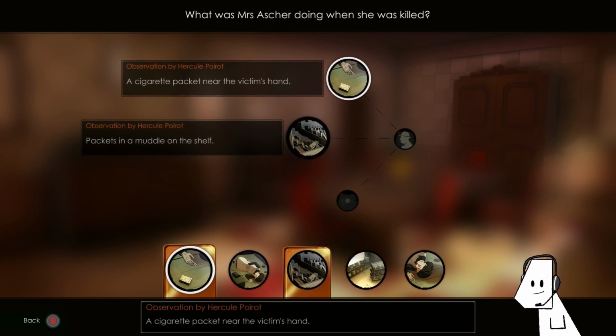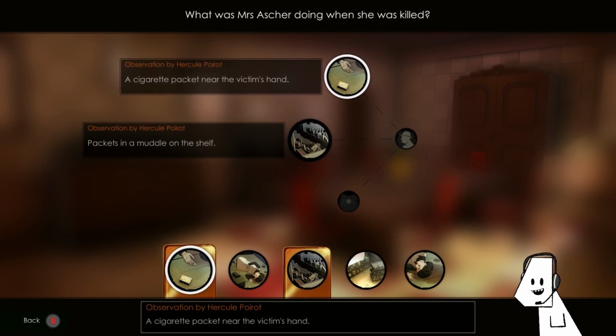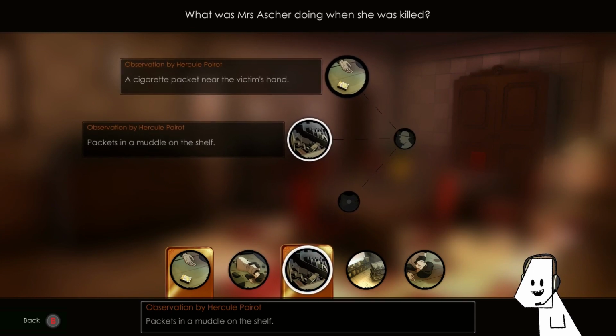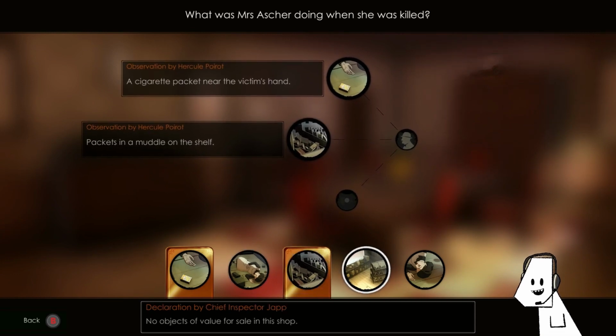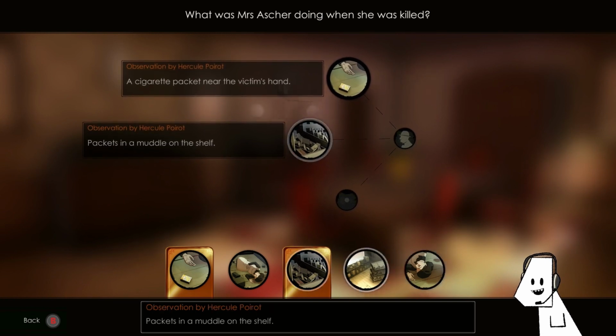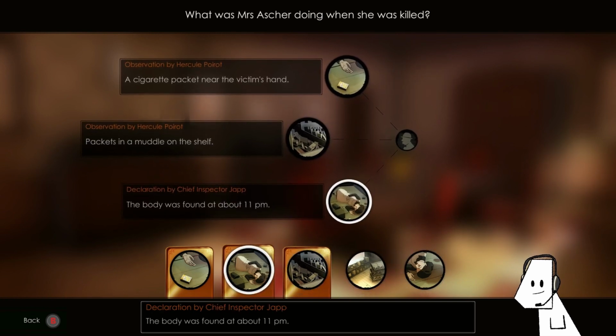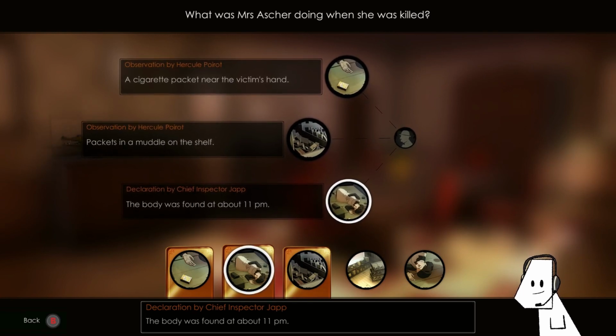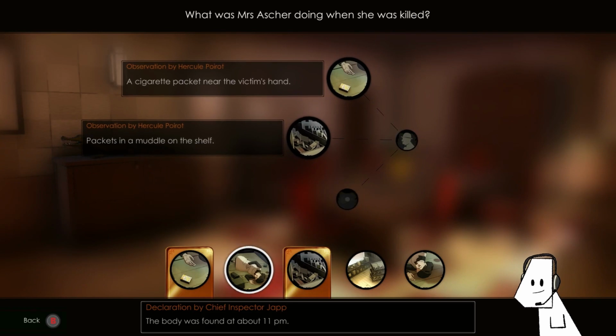Okay. We've got a cigarette packet near the victim's hand. The body was found at 11 p.m. Packets in a muddle on the shelf. No objects of value in the shop. She had just one wound at the back of the head. So, no? Doesn't that add up to, I suppose, the 11 p.m.? Oh, that's when the body was found, though, wasn't it?